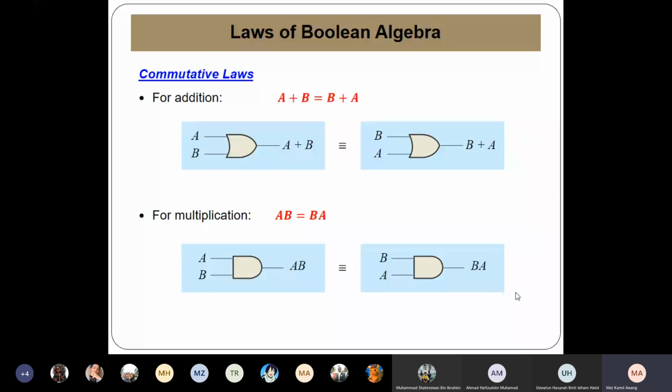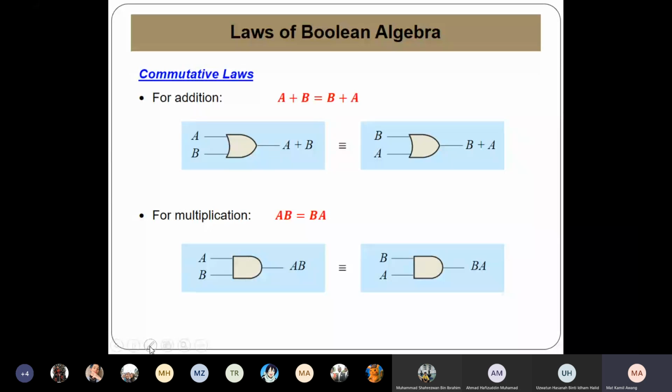When you have the OR function here, you have 2 inputs, A and B, therefore the result is A or B. If you put B or A, then you get B or A. So A or B is equal to B or A. The position of the 2 inputs can be interchangeable, right?